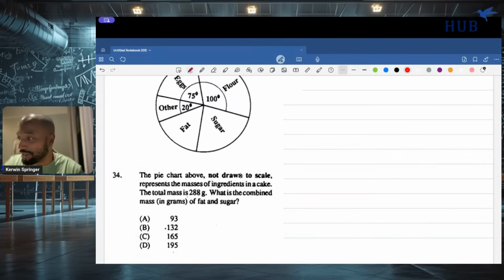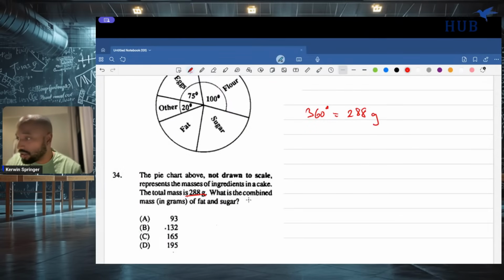The pie chart above, not drawn to scale, represents the mass of ingredients in a cake. The total mass is 288 grams. So, these combined mass in grams of fat and sugar. Total is 288. So 360 degrees is equal to 288.